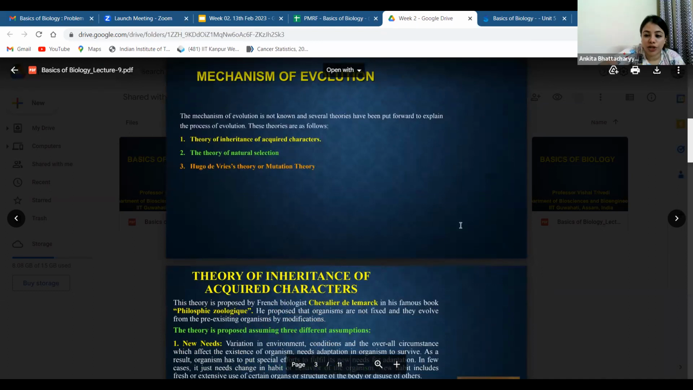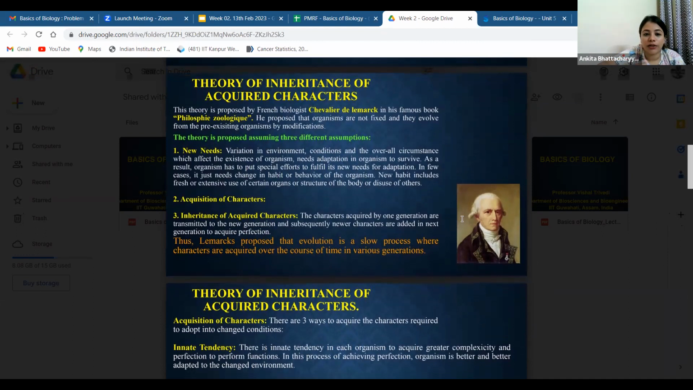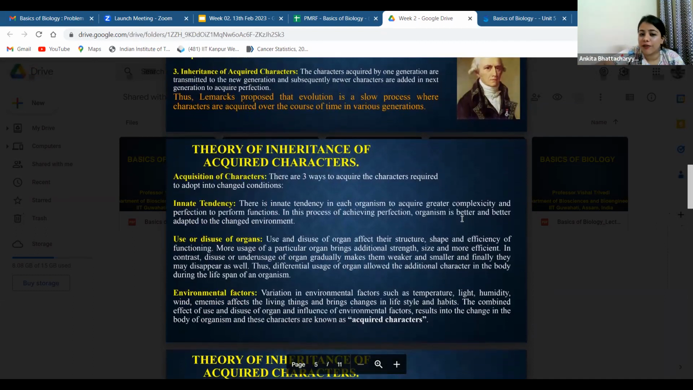The mechanism of evolution. So we had the different theories that were put forward. The first one was given by Lamarck. He talked about how evolution is occurring because there is a need for new characters and those are inherited. On the part of Lamarck, he gave several arguments in support of it.